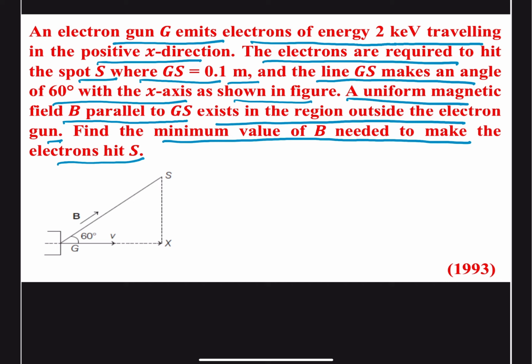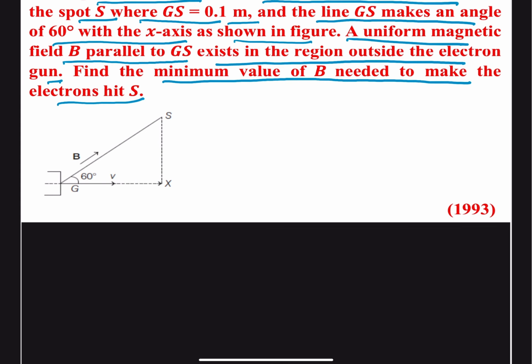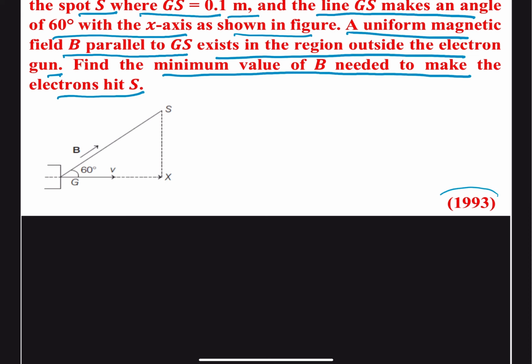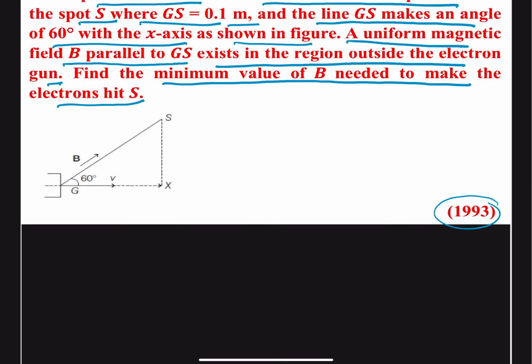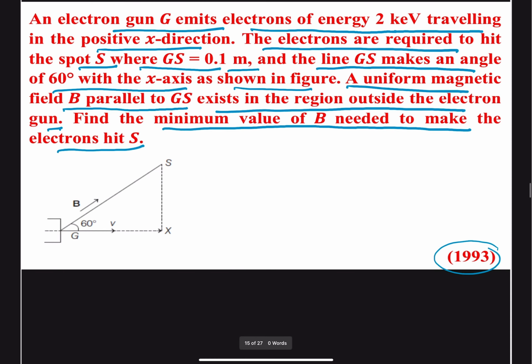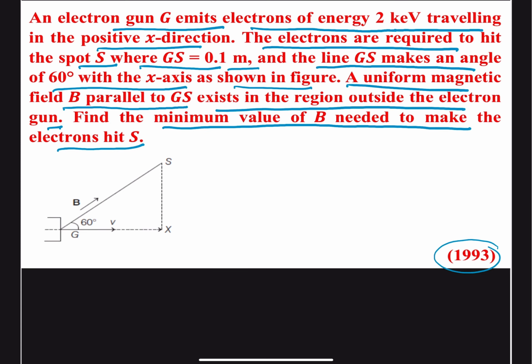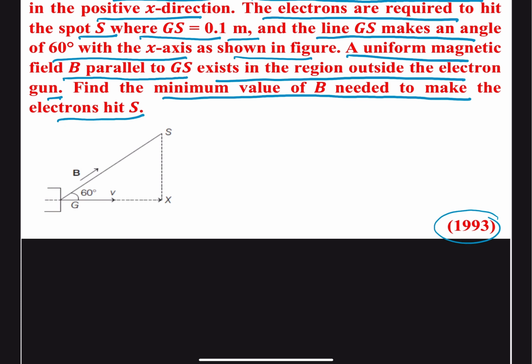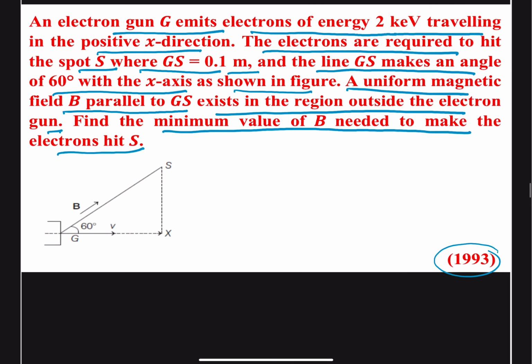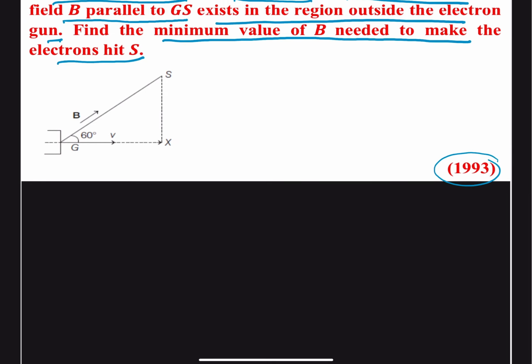In this case, first of all, the electron is moving at a certain angle with respect to the magnetic field. So therefore, the electron will follow a helical path. And it was asked in the year 1993. You can say that our magnetic field is also parallel to GS. And the electron is traveling in positive x. Electron is traveling in this direction, positive x-axis, and the magnetic field is at an angle to this velocity.